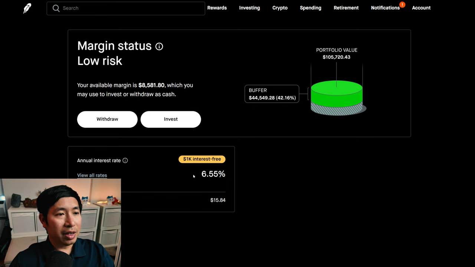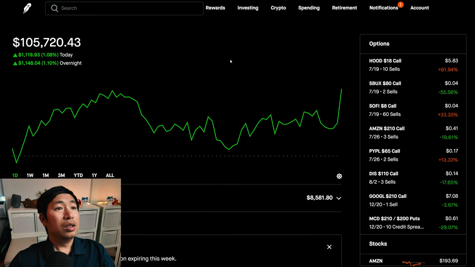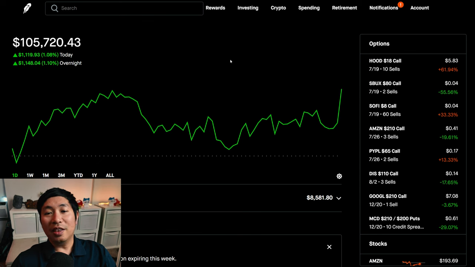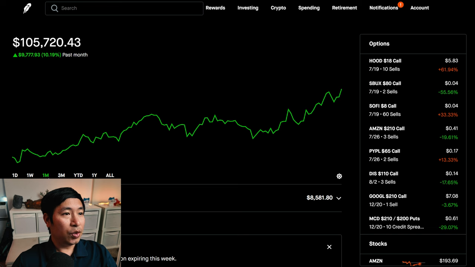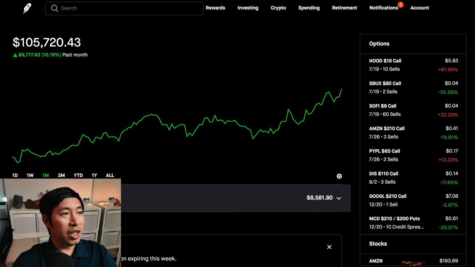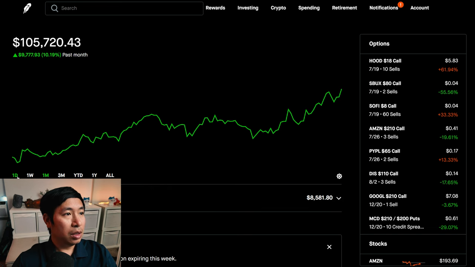My annual interest rate is 6.55%. The daily interest that I'm paying is $15.84. And I am borrowing $1,000 interest-free. So, finally, things have been working very well in my favor. Been very green lately. So I'm very happy about that. Up 10% in the past month alone.